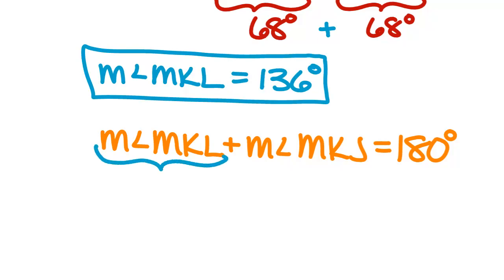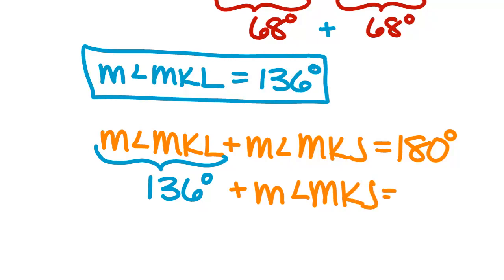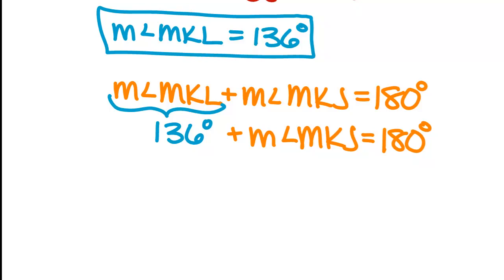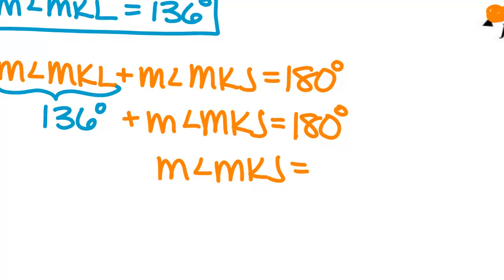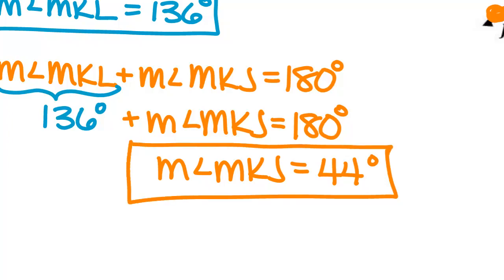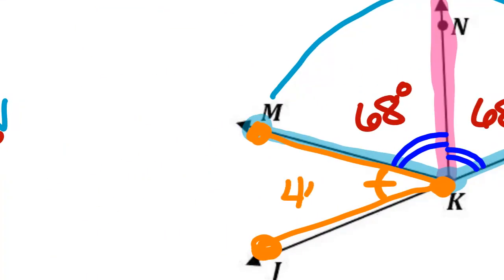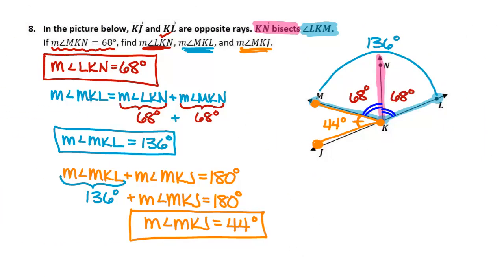We just figured out in the previous step that MKL is 136 degrees. So what do I need to do to find MKJ? Subtract. So let's subtract 180 minus 136. And what do we get? 44. So this is 44 degrees. Very nicely done.